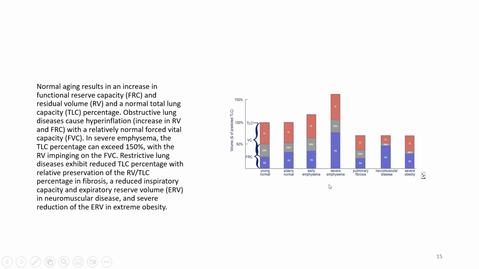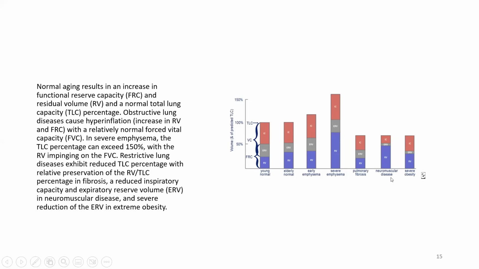This is the obstructive pattern. However, in the restrictive pattern, like pulmonary fibrosis, the residual volume decreased, expiratory reserve volume decreased, inspiratory capacity decreased, which means that the total lung capacity decreased.